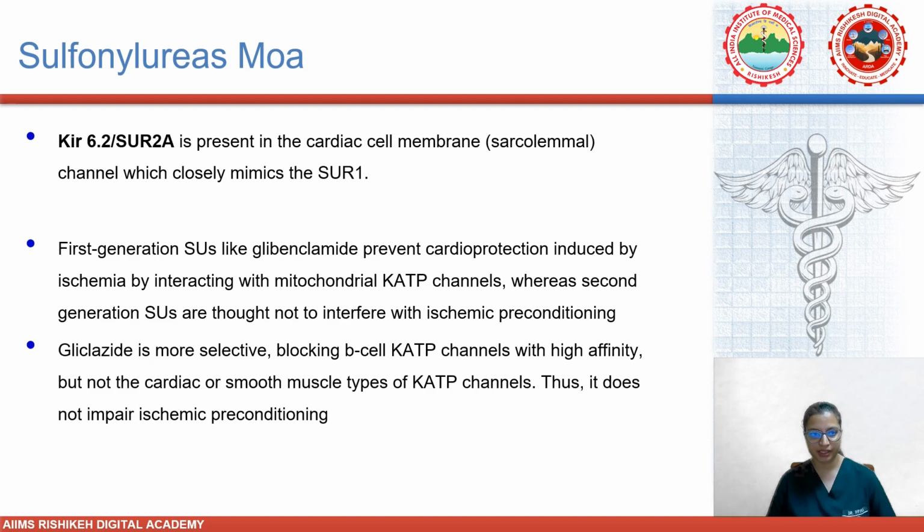The sulfonylurea 2A receptor, or KIR 6.2, is present in the cardiac cell membrane, which closely mimics the SUR1 receptor. First generation sulfonylureas like glibenclamide prevent cardioprotection induced by ischemia by interacting with mitochondrial potassium ATP channels, whereas the second generation sulfonylureas are thought not to interfere with this ischemic preconditioning. Gliclazide is more selective, blocking beta cell potassium ATP channels with high affinity but not the cardiac or smooth muscle types. So it does not impair ischemic preconditioning.